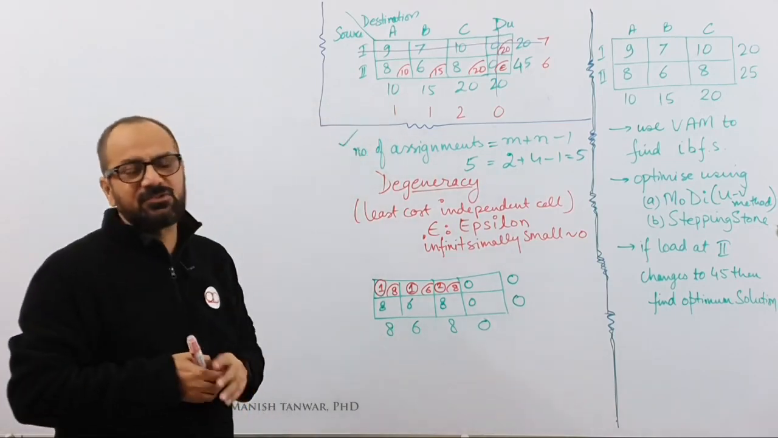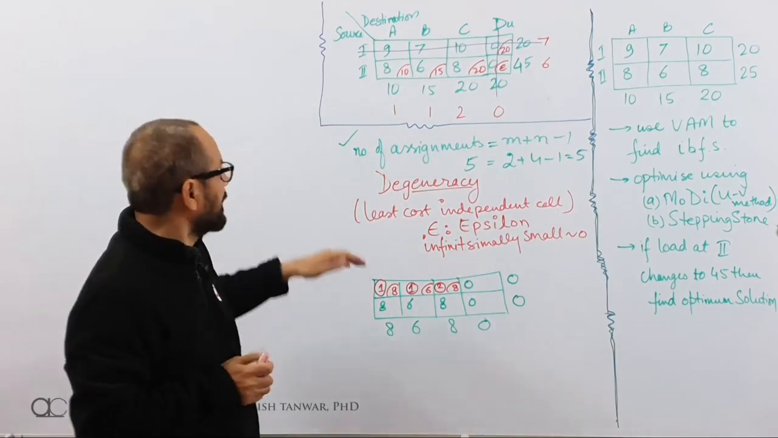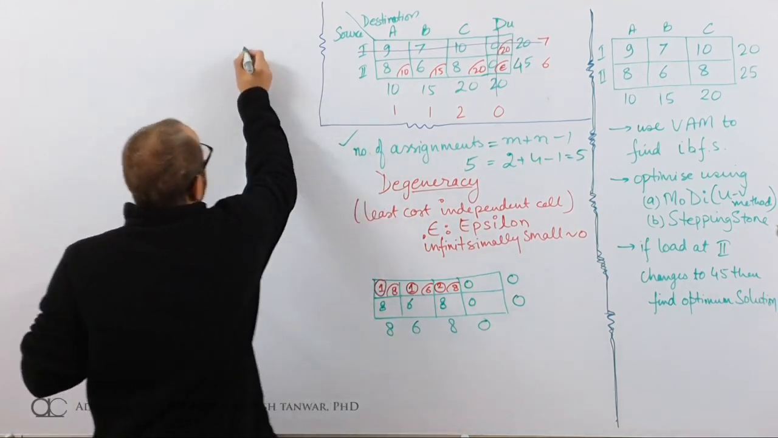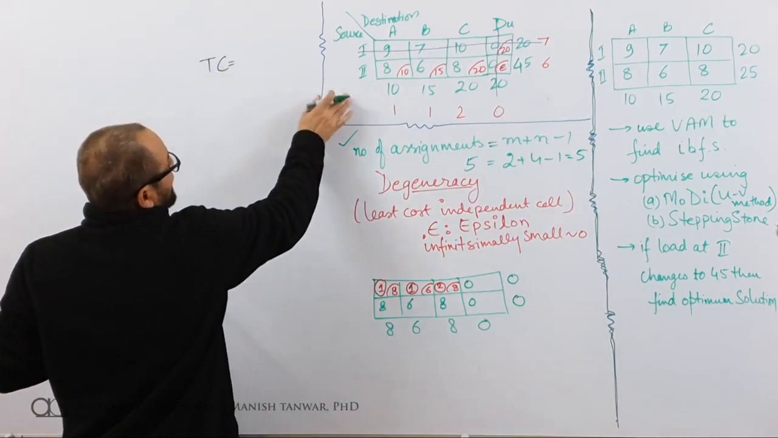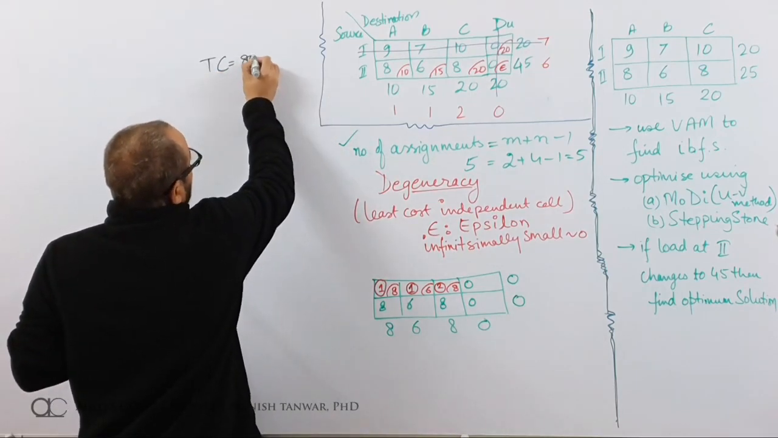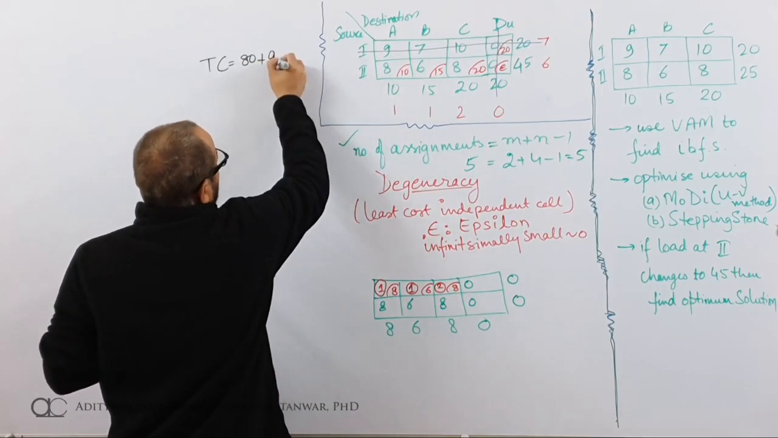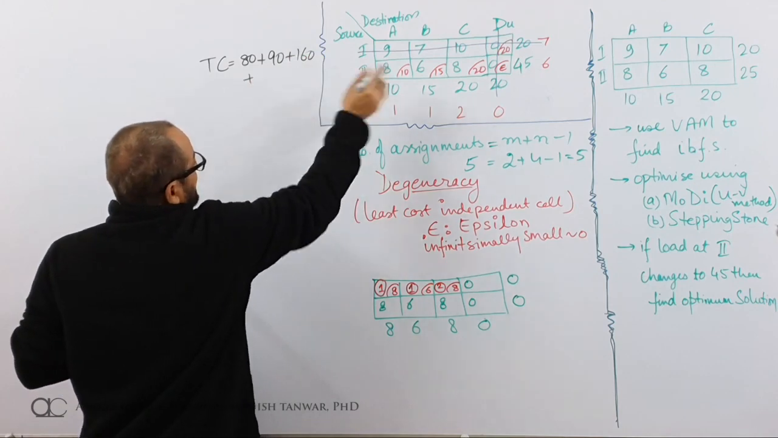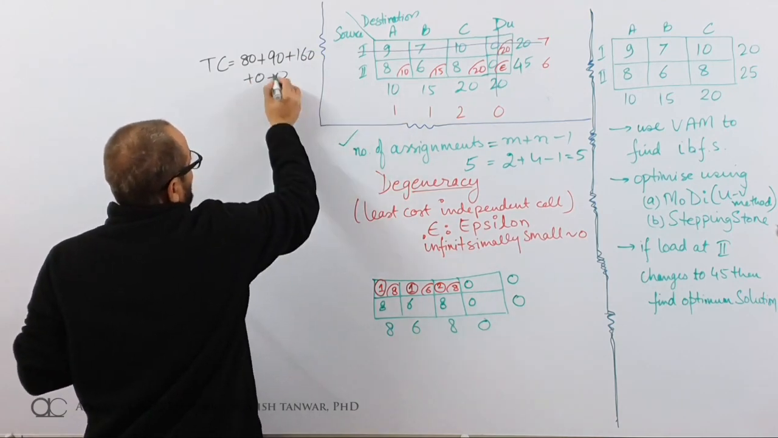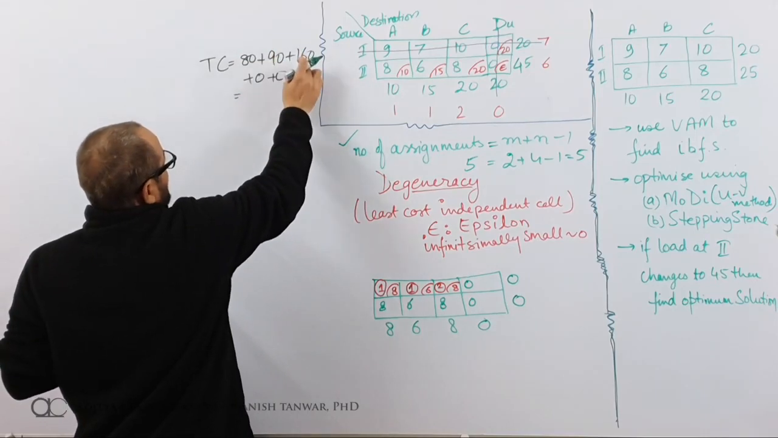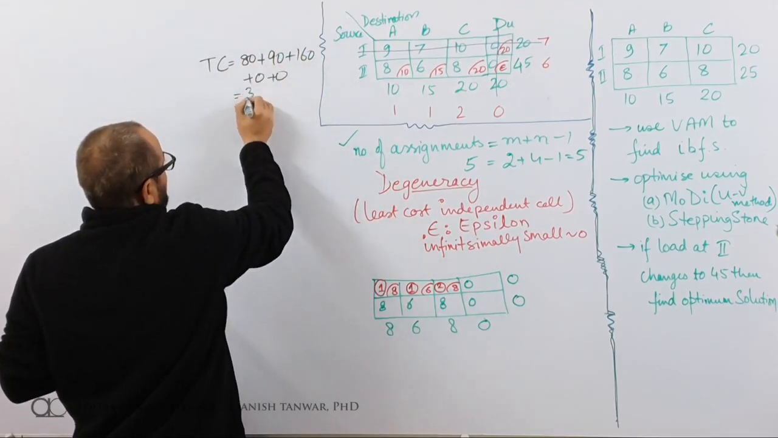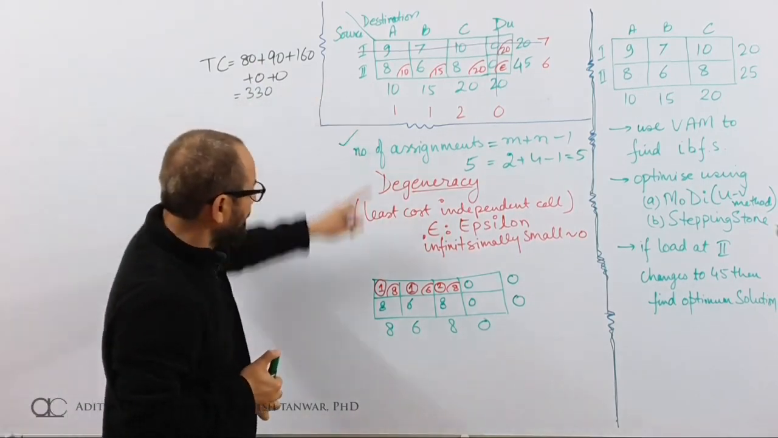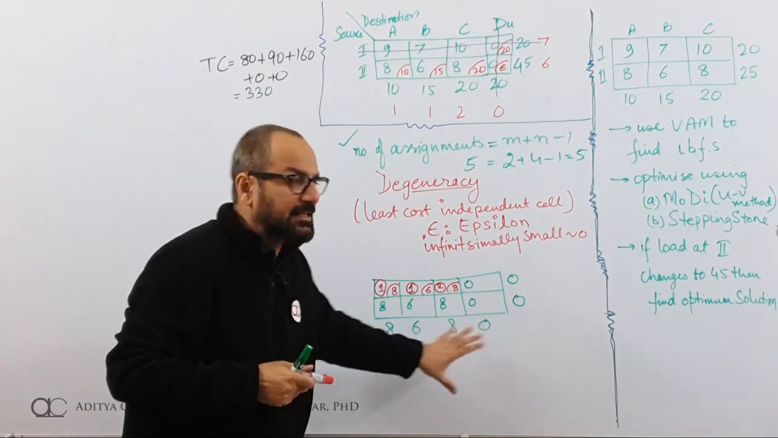This is the best possible solution that you can get. What was the total cost? Sorry, we missed the total cost over here. Total cost over here is 80 plus 90 plus 160 plus 0 plus again a 0. The total cost is 16 and 9, 25, 330. This is my total cost. This total cost is the best total cost because this is suggesting me.